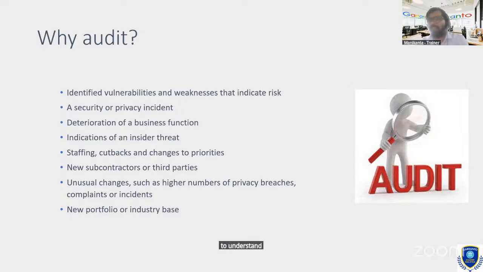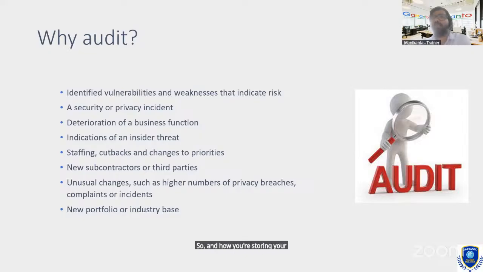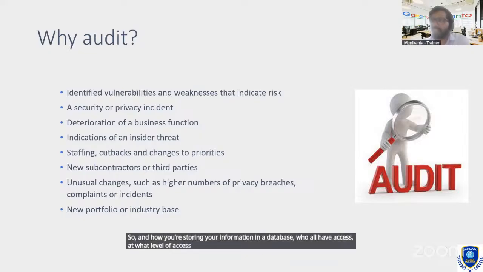To understand at what level we are, you have to do auditing. So audit means it's a checklist which will go through all the hard evidence. So if I say that I'm compliant with so and so regulation, they'll ask for evidence. They look after your security measures. They ask for things like screenshots. If I say that I'm using multi-factor authentication, they'll ask for a screenshot. And if you're saying that I'm using a secure database, they'll ask for your vulnerability requirement list and how you're compliant and how you're storing information in the database, who all have access, at what level of access, everything they'll ask for in hard evidence.